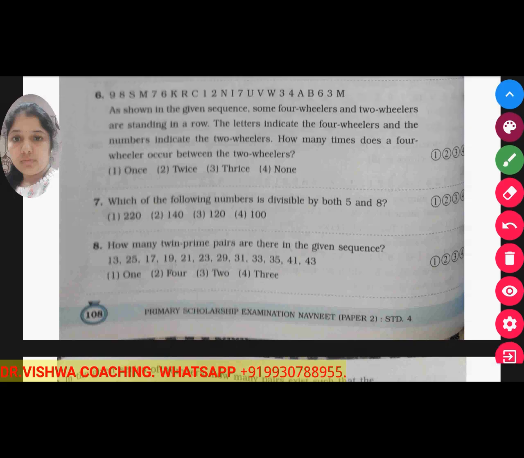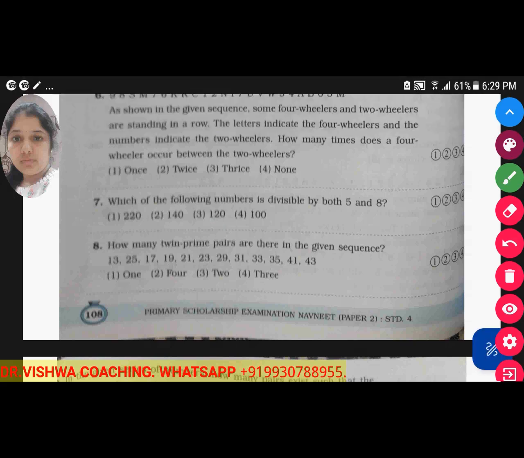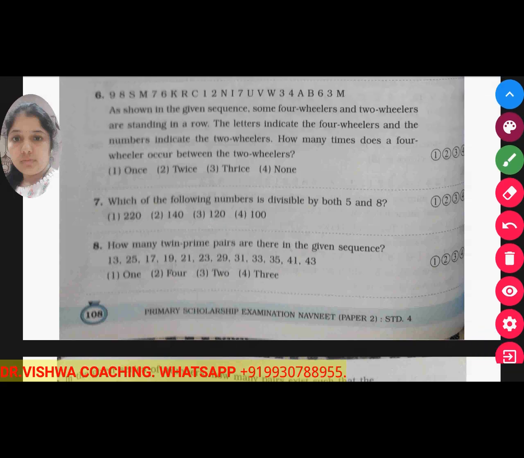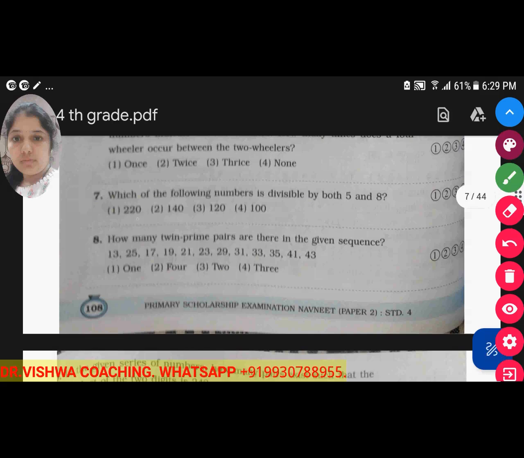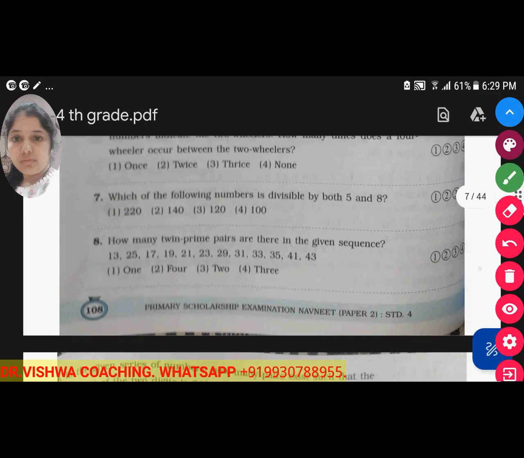Okay. For 140, it is not divisible by 8. 120 also not divisible by 8. 8 1 is 8. 4 is the remainder. 40. 220 is not divisible by 8 because 8 to the 16, 6 will be the remainder and then 60 comes. So 120 is the number which is divisible by 5 and also by 8. Okay.